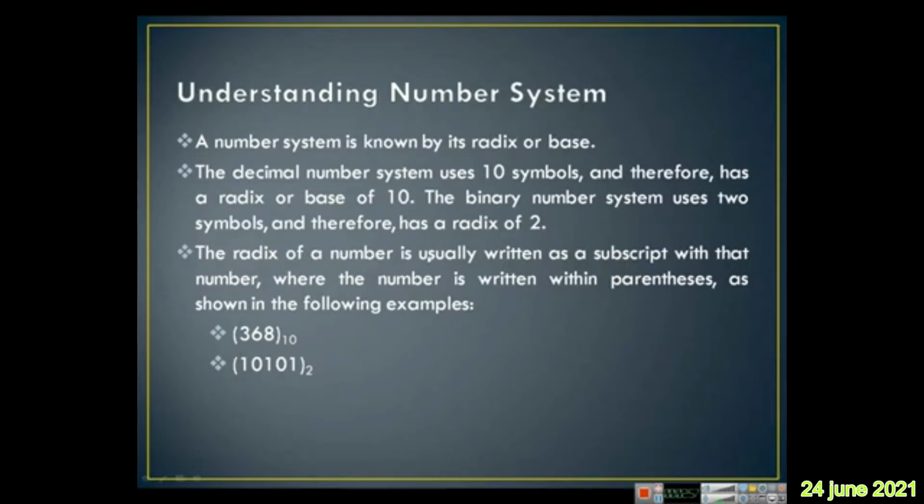Understood? The radix of a number is usually written as a subscript with that number, where the number is written within parentheses, as shown in the following example. For example, I can read it as (368), which is written in the decimal number system. That's why here it is written with subscript 10. (10101) is written in binary. Understood? That's how a number system is represented, by indicating its radix or base.